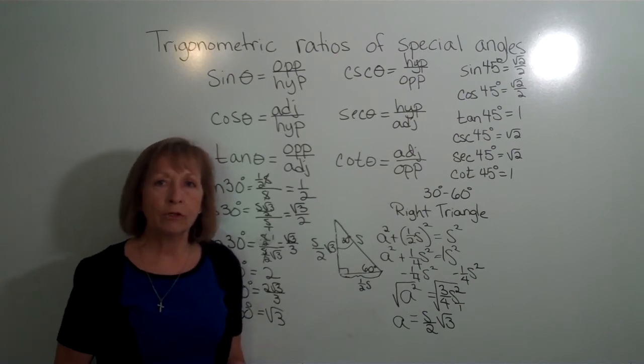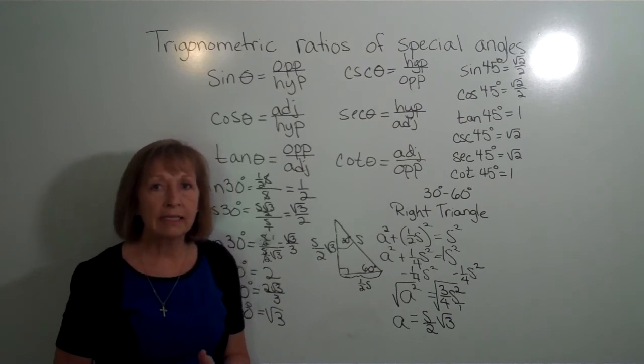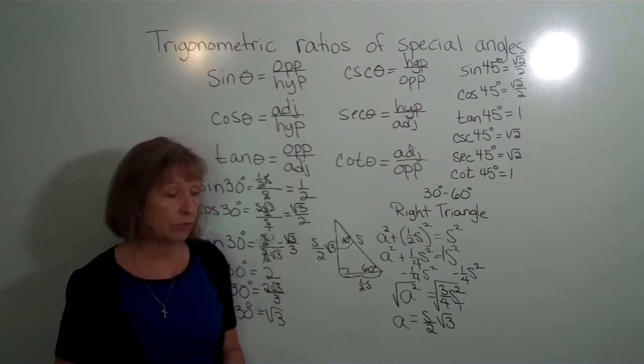Also, your angle measurements, if they're in degrees, you have to put the degree symbol on it. If they're in radians, you don't put the degree symbol on it. So just be careful about that.